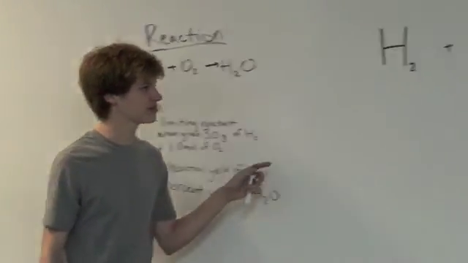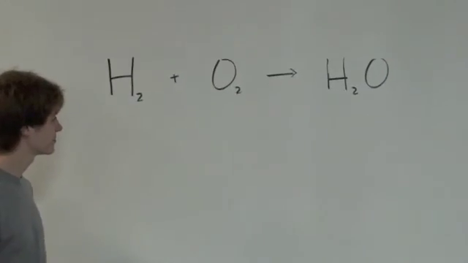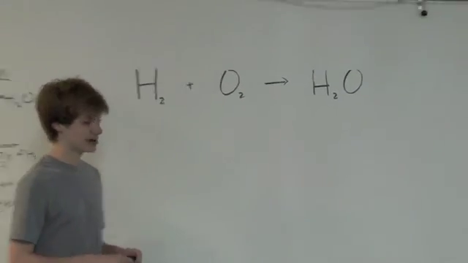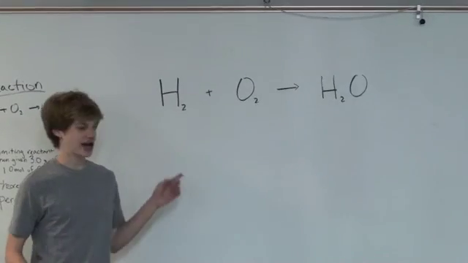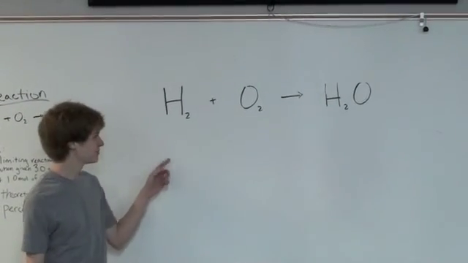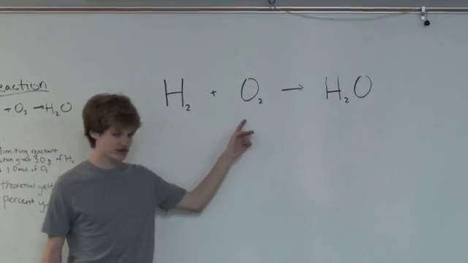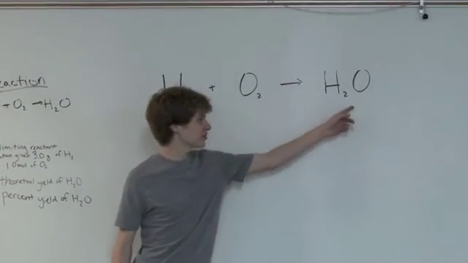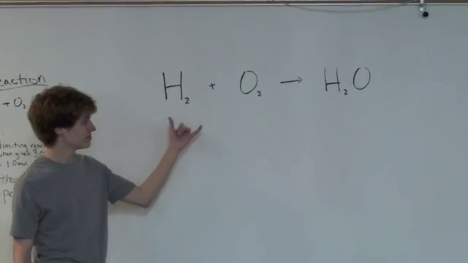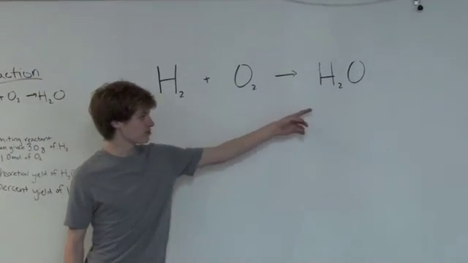So let's move over here to where I've rewritten the reaction. First we need to balance the equation. We have 2 hydrogens and 2 oxygens on the left side, and 2 hydrogens and 1 oxygen on the right side. We need the amount of reactants to equal the amount of products.